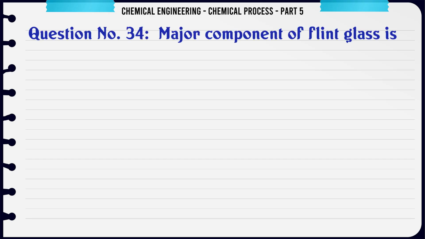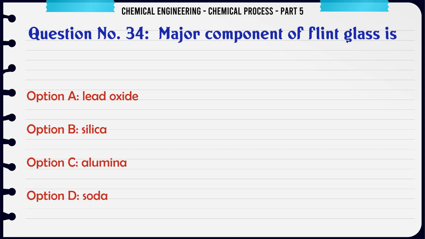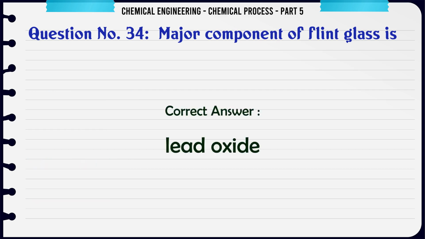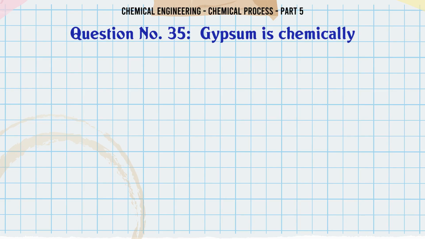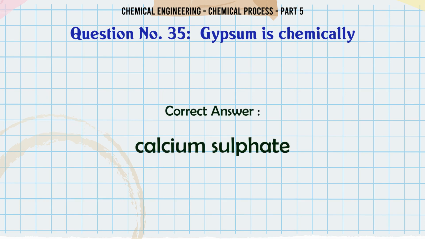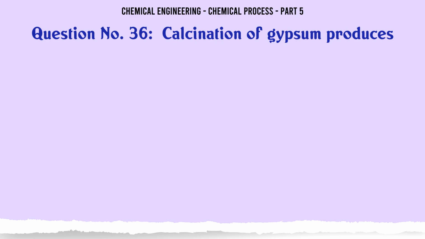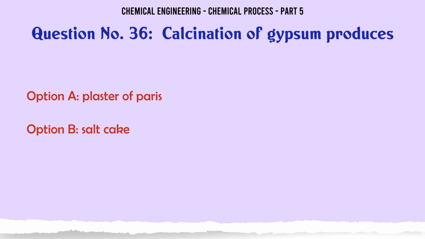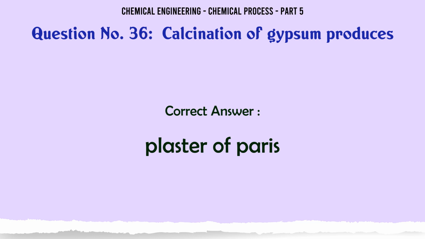Major component of flint glass is A. Lead oxide, B. Silica, C. Alumina, D. Soda. The correct answer is lead oxide. Gypsum is chemically A. Calcium chloride, B. Potassium sulfate, C. Sodium sulfate, D. Calcium sulfate. The correct answer is calcium sulfate. Calcination of gypsum produces A. Plaster of Paris, B. Salt cake, C. Niter cake, D. Lime. The correct answer is plaster of Paris.